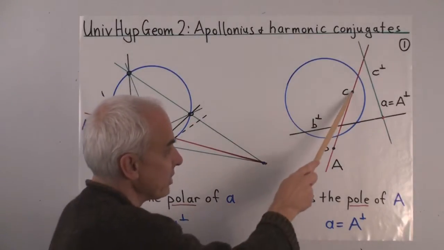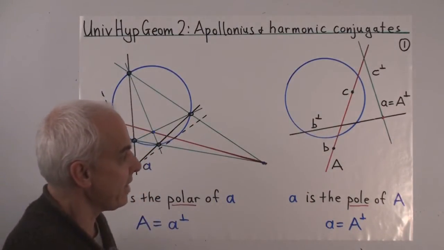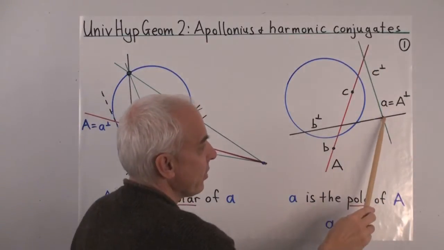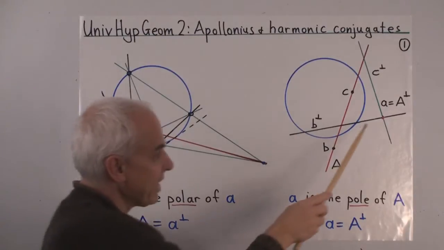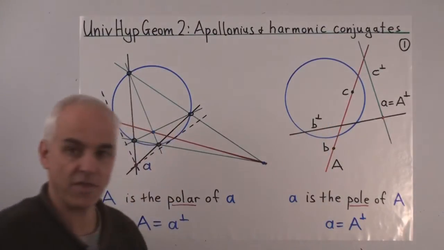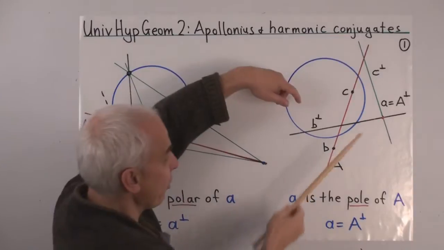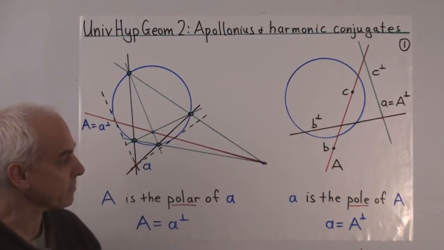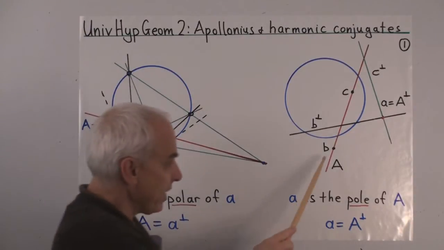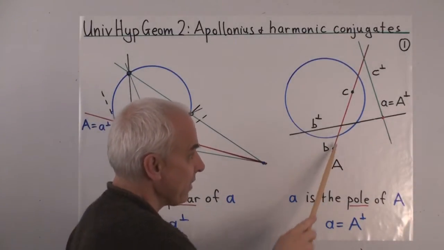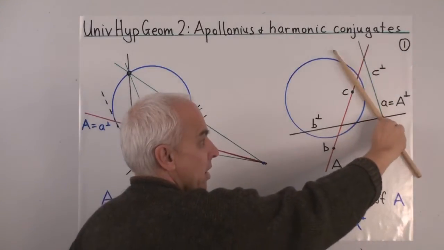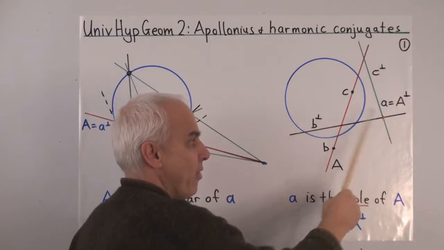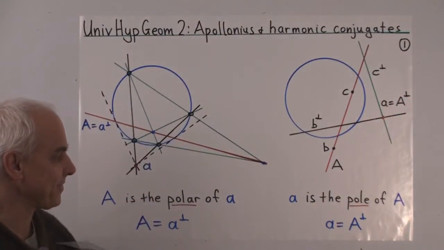If we choose another point, say C on A, then its polar will pass through a as well. So we can get a by choosing any 2 points on the line big A, finding their polars, and finding where they meet. As a consequence, if we think about varying the point on the line A, then its polar will vary through all the lines through the pole a of A.